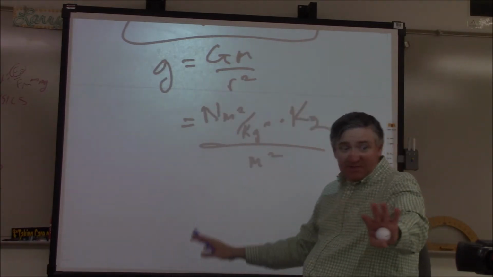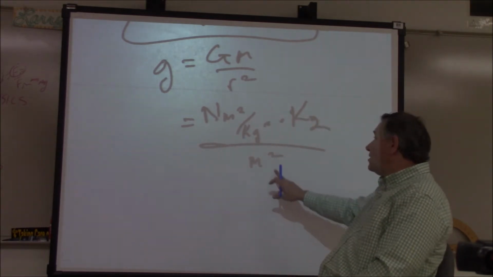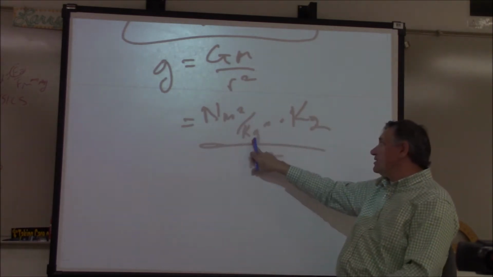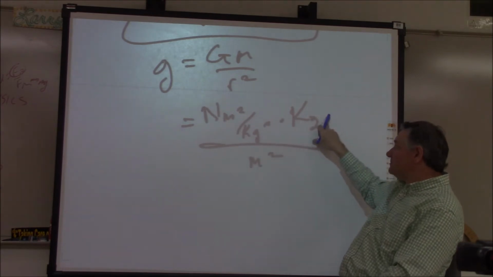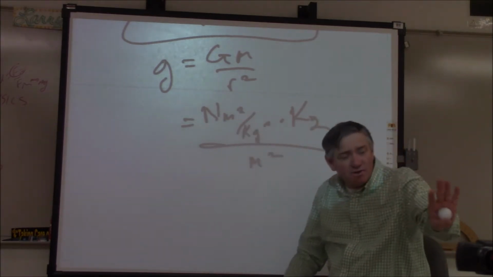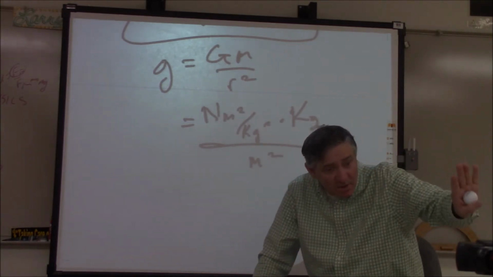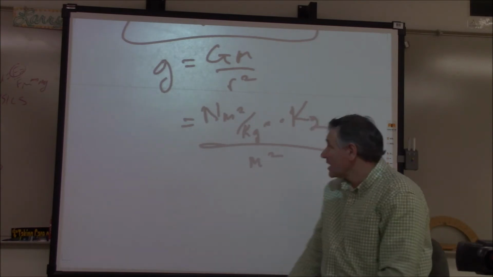So this is flashbacks to dimensional analysis back in Unit 1. So you've got newtons meters squared over kilograms squared, times kilograms, over meters squared. If you're not sure of the units on big G, look on your equation sheet. It's in the top left corner, okay? That's where the units are for big G.